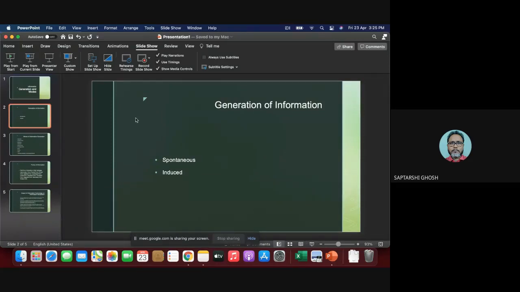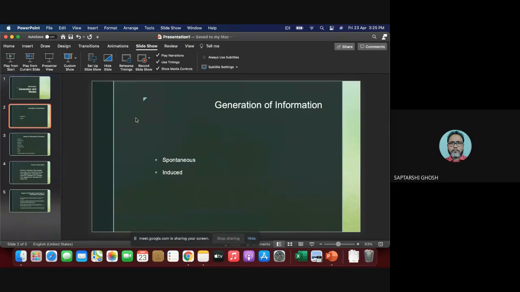So this is one type of information generation that we have to categorize, known as the spontaneous or natural, that is generated on its own. So a kind of spontaneous information generation. So information generation is something where you can divide that, where human intervention is not required. And the second one is the induced one.